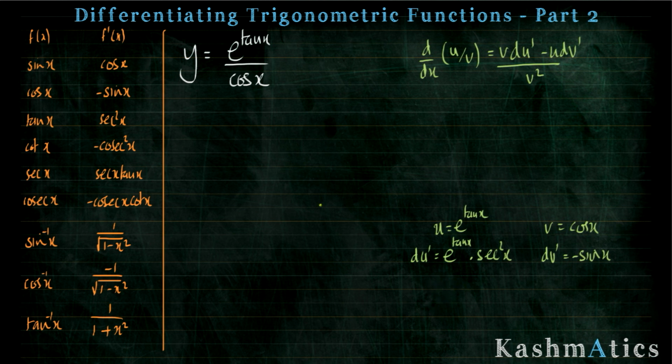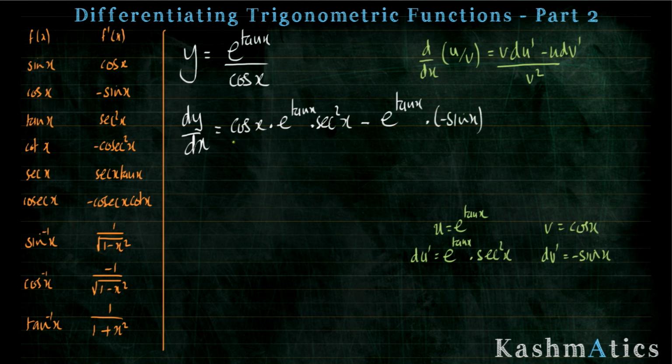Okay, right, so dy by dx, let's have a look. Alright, so v du, so cos x times e to the tan x sec squared x. Now there is some simplification we can do there, but let's just write it as it is for now. So cos x multiplied by e to the tan x sec squared x, take away u dv, so e to the tan x minus sin x, sorry, we'll sort the signs out afterwards, divided by cos squared x.